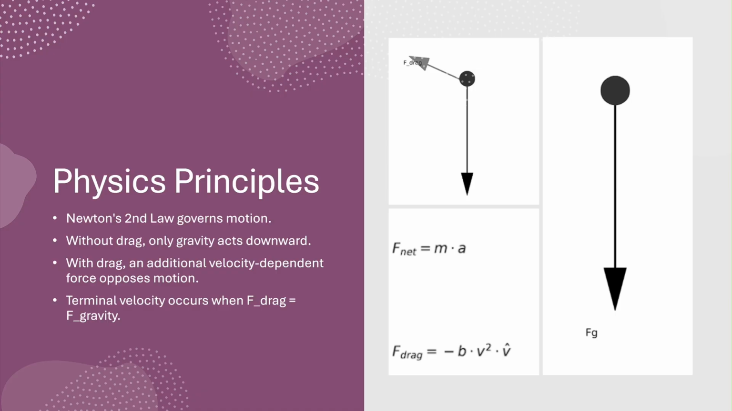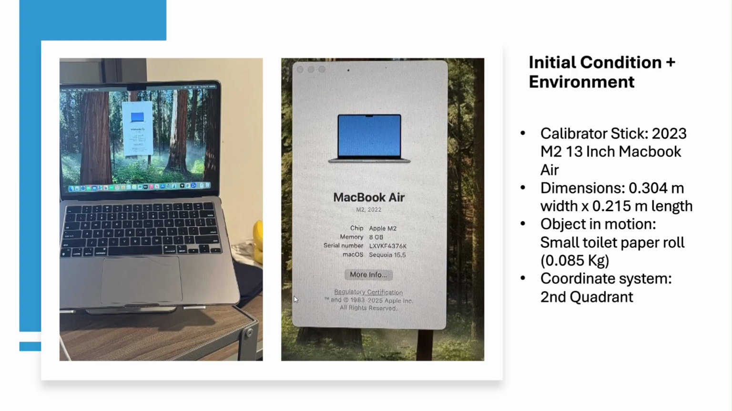So what's the key consequence? Terminal velocity. The speed where drag force exactly balances gravity, causing the object to stop accelerating downwards. This fundamental difference between the two models is why we see such dramatic changes in the trajectory when air resistance is included. To ensure accurate modeling, we standardize our experimental conditions.